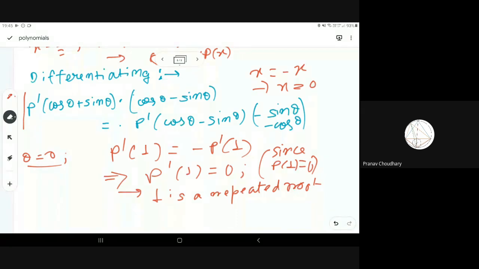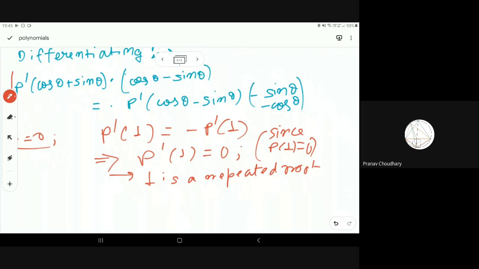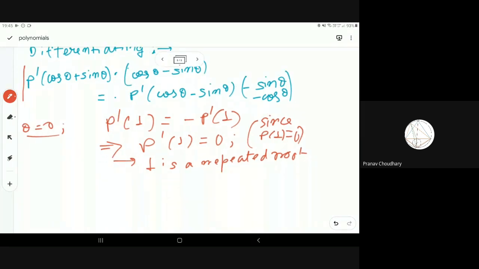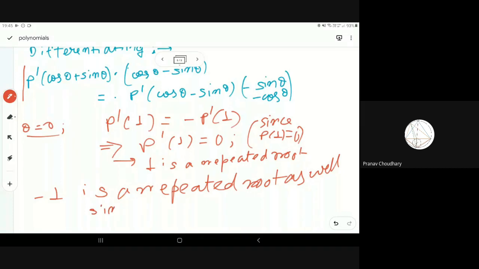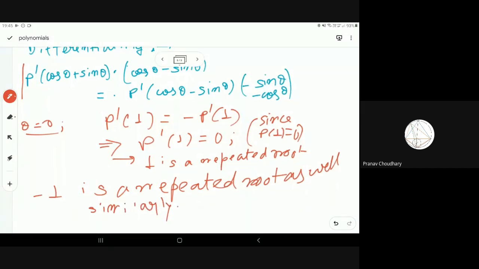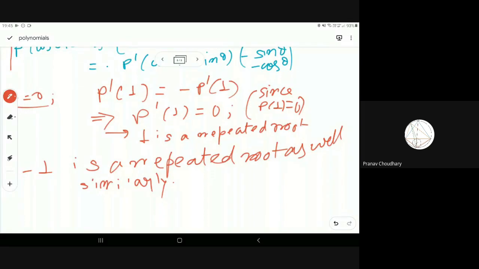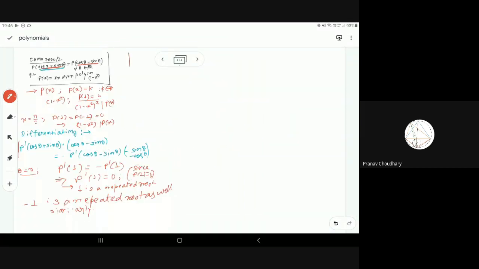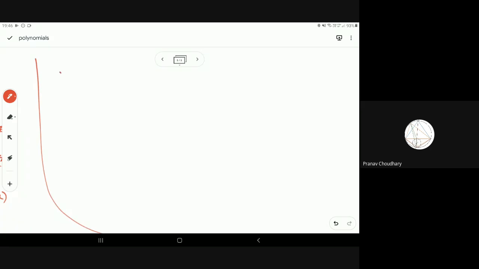Ah, okay. I was thinking it was minus 1. Sorry, no issue, no issue. So this tells you that 1 is a repeated root. You can again play around for a while and make some substitutions, and you get that minus 1 is a repeated root as well. Right. So using this you can finally prove that 1 minus x squared whole square divides p of x.